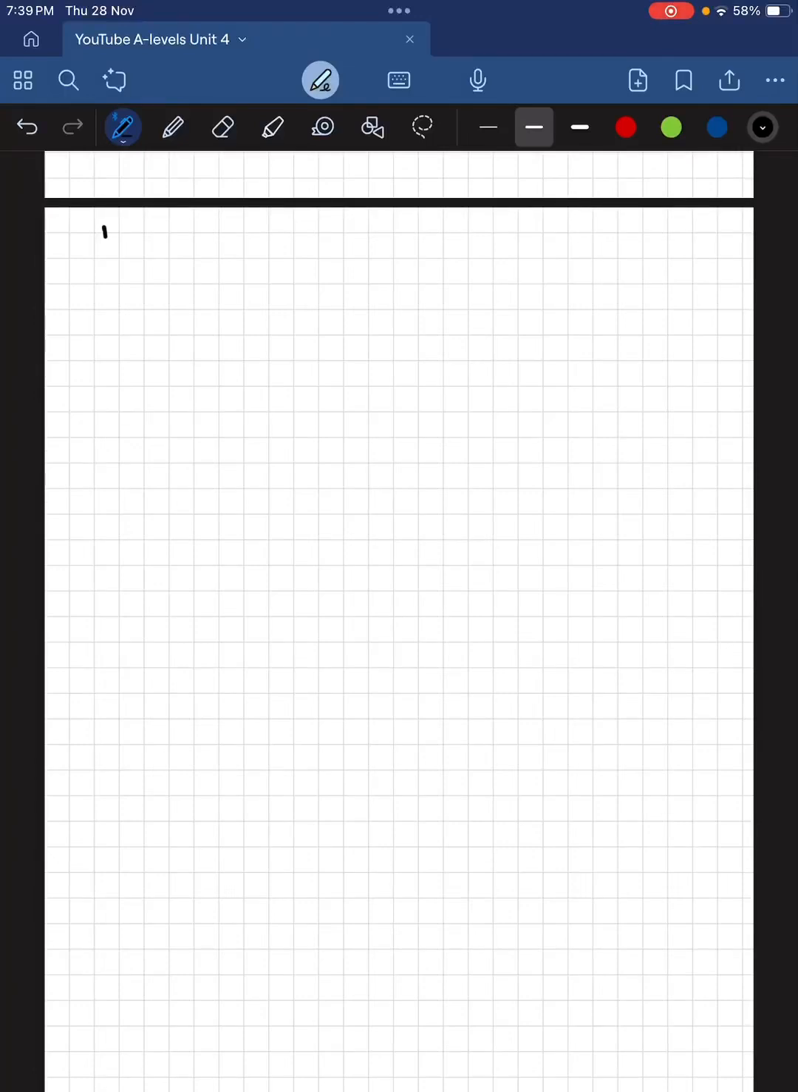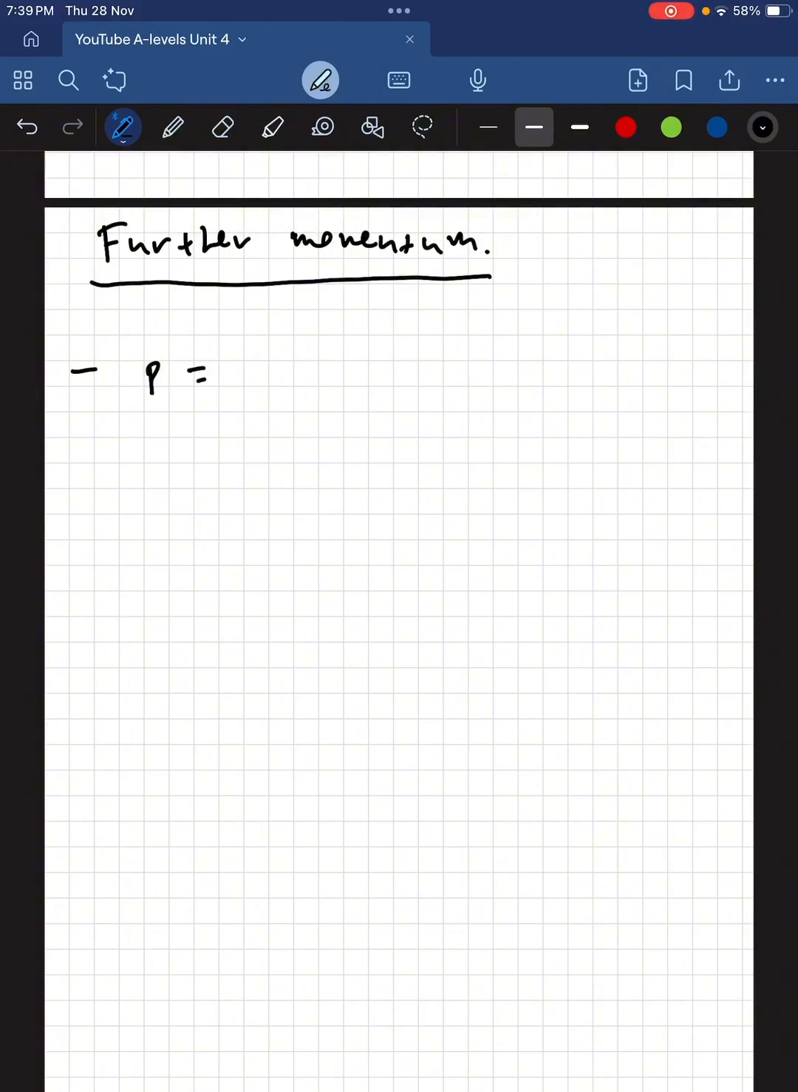Now let us talk about momentum, which is part of topic 5. So, further momentum. It's called further because we go beyond the one-dimensional collisions that we talked about in unit 1 at the AS level. So I'm going to kick this off by directly defining what momentum is. Momentum is expressed with the letter p, lowercase p, equal to mass times velocity.